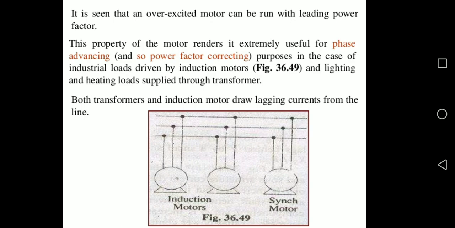For power factor correcting purposes: industrial loads are driven by induction motors, and lighting loads and heating loads are supplied through transformers. Both the transformer and the induction motor draw lagging currents from the line. So, to improve the power factor of the line, synchronous motors are connected in parallel.